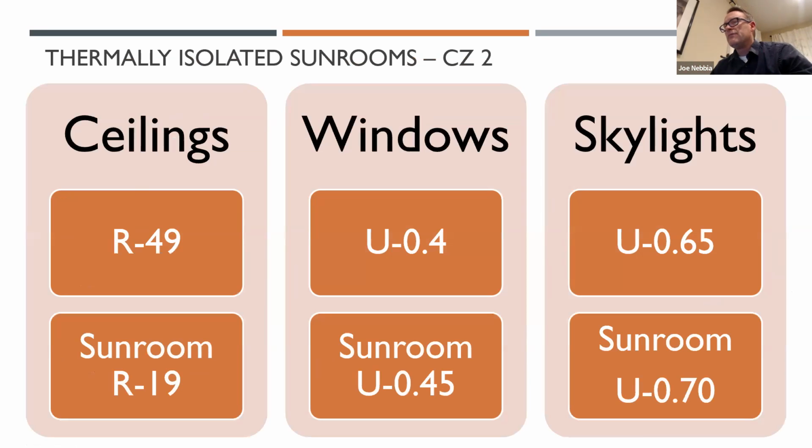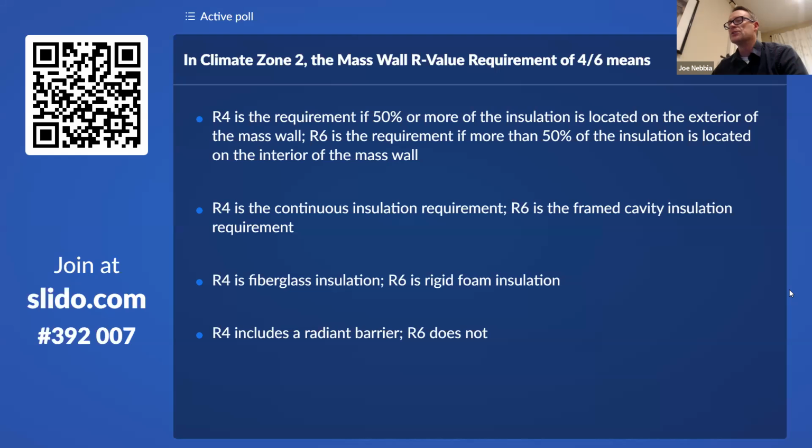Just real quick, in climate zone 2, there is some flexibility to go down to an R19 in the attic for a thermally isolated sunroom and up to a 0.45 U-factor. So if you're doing a thermally isolated sunroom, you have some flexibility there as well.